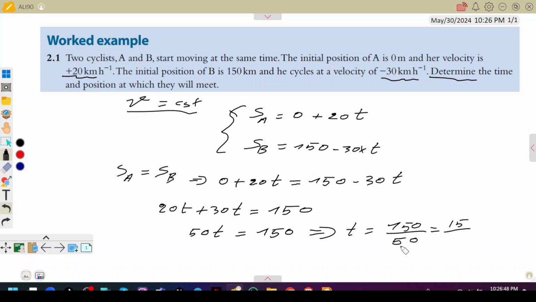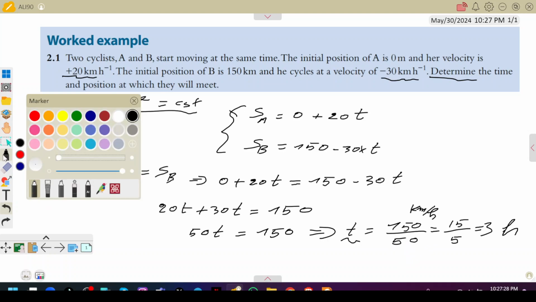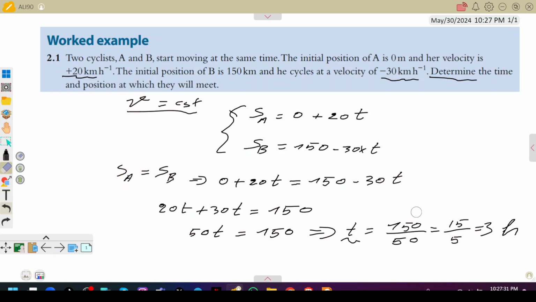that's 15 over 5, which is 3. The unit for sure here is hours, because here we have kilometers, since we are dealing with distance, and here we have kilometers per hour. Kilometers cancel out and the remaining unit is hours.